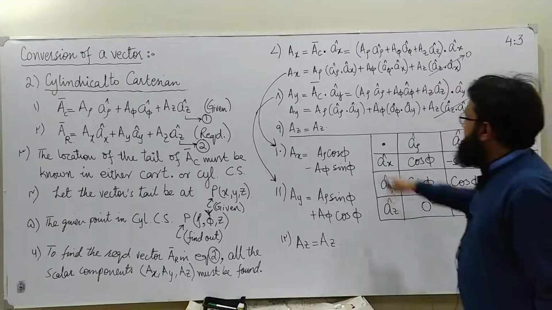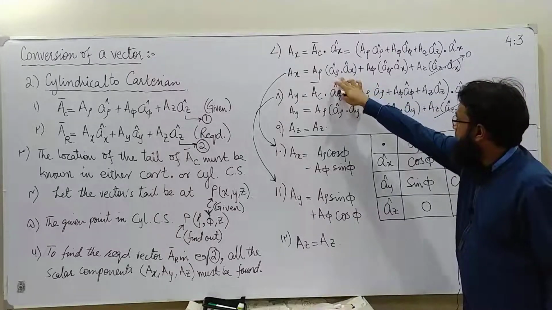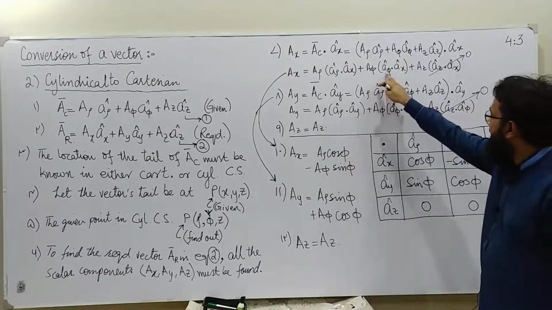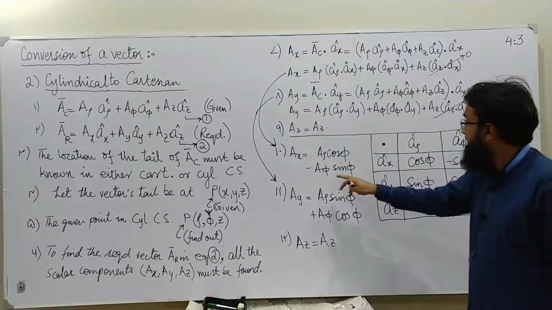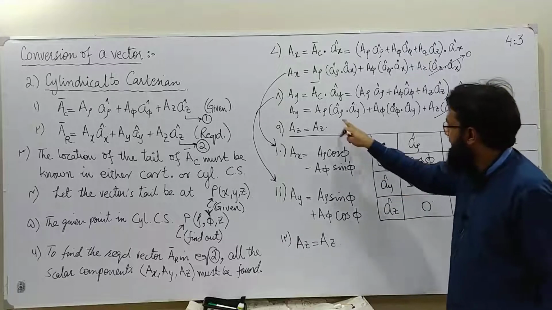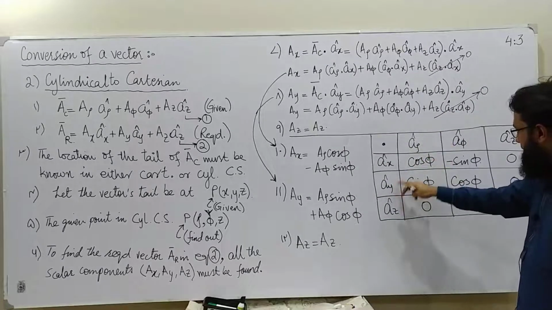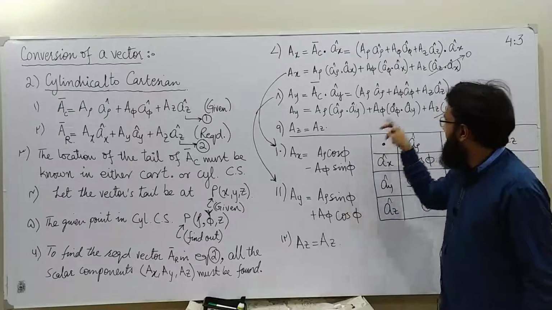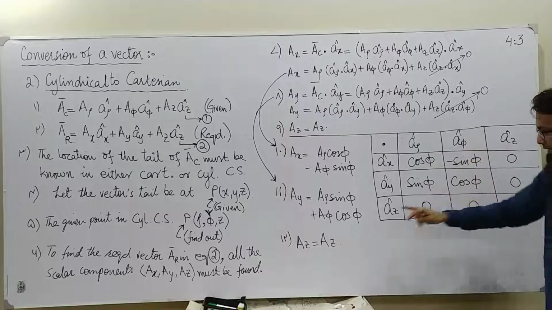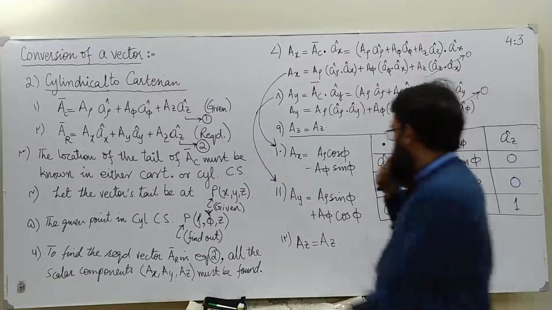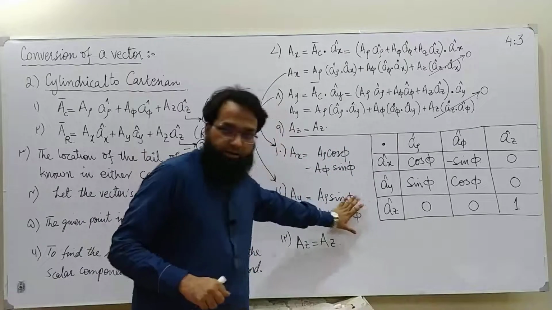So a rho dot ax is cos phi. A phi dot ax is minus sin phi. Similarly, a rho dot ay is sin phi, and a phi dot ay is cos phi. Az is az.